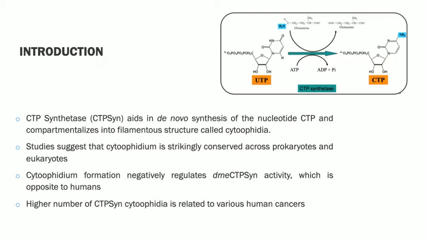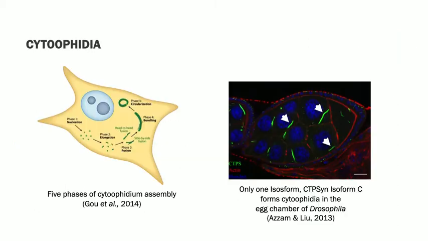Interestingly, cytophidium formation negatively regulates Drosophila CTP synthase activity, which is opposite to the human CTP synthase. A higher number of CTP synthase cytophidia is related to various types of human cancers. As you can see here, there are 5 phases of cytophidium assembly, and in the Drosophila egg chambers, only one isoform, which is isoform C, is observed to form cytophidia.